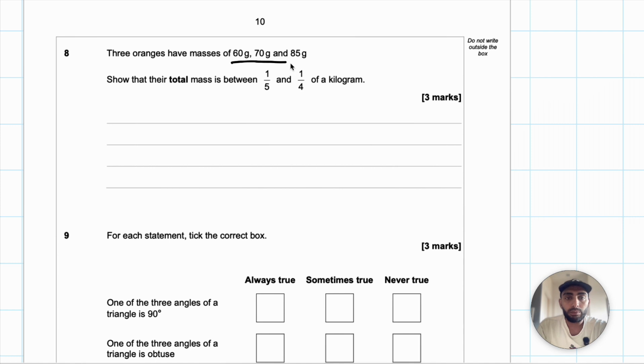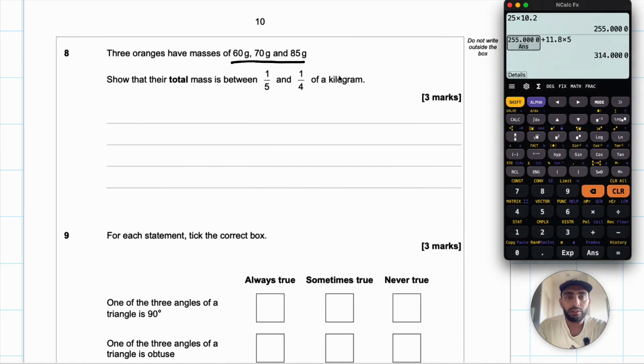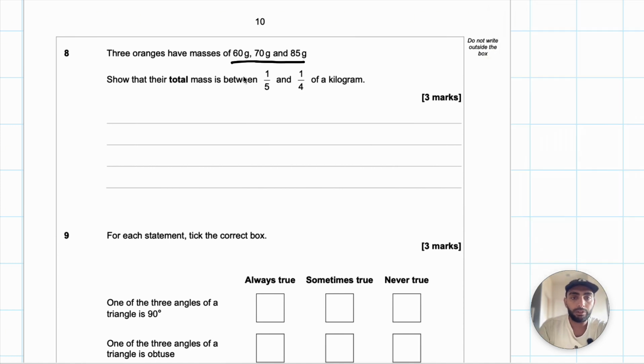First, find out the total mass of all of the oranges. So that's 60 plus 70 plus 85. 215 grams. That's my total. I think for this question, it might be easier to find what 1/5 of a kilogram is and 1/4 of a kilogram is, and then show that this is between both of them.